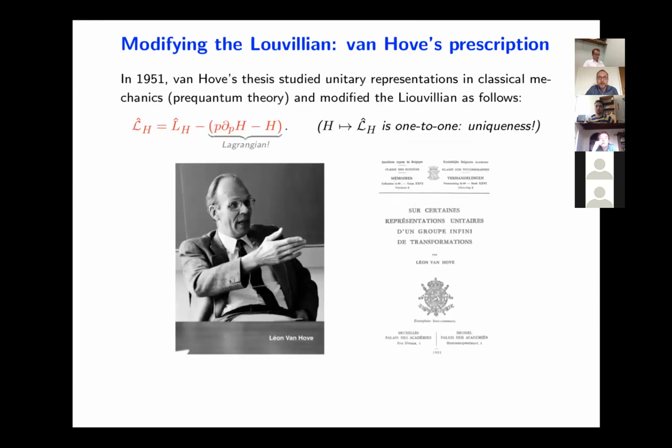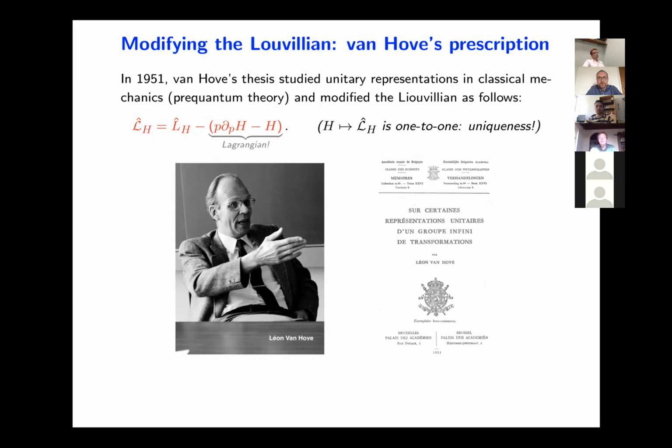Well, I don't have time to go into the details here, but a proposal came from Leon Van Hove in his PhD thesis in 1951. He was studying how classical mechanics can be looked at from the point of view of unitary representations. And this is really the beginning of pre-quantum theory, which itself is the beginning of the geometric quantization program. So there's not going to be any geometric quantization here, but we will use this modification of the KVN Liouvillean, which we eventually called the KVH Liouvillean.